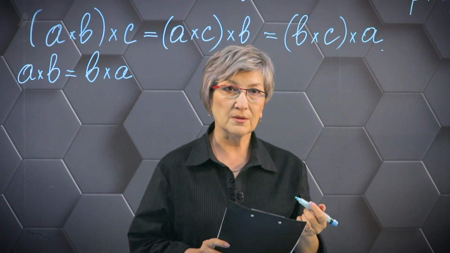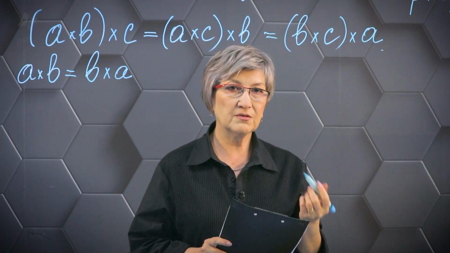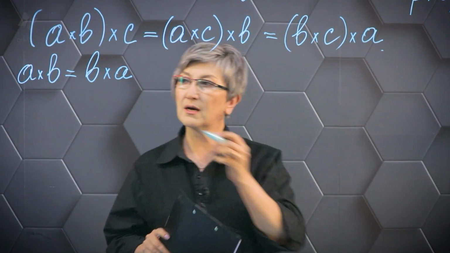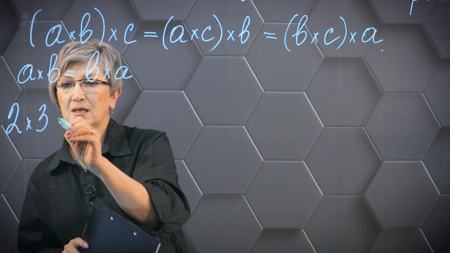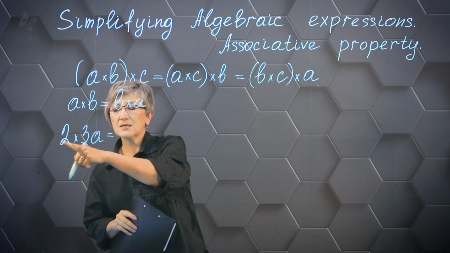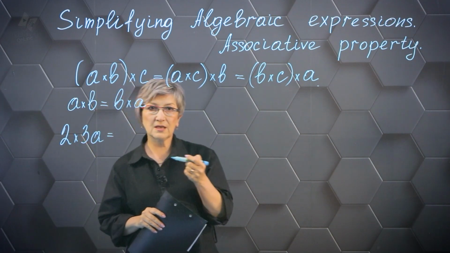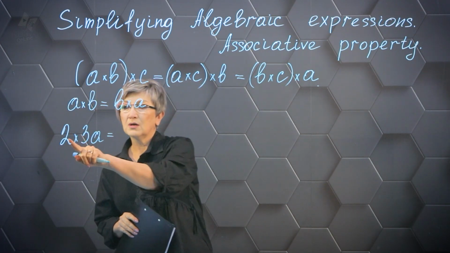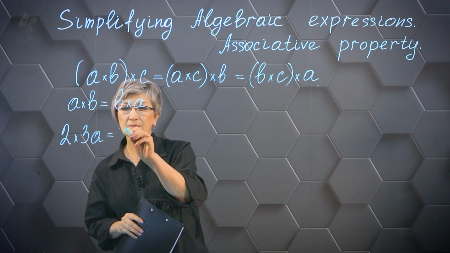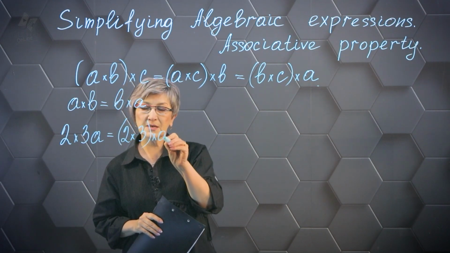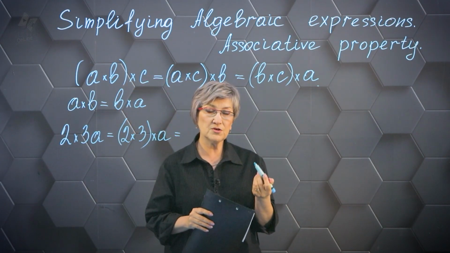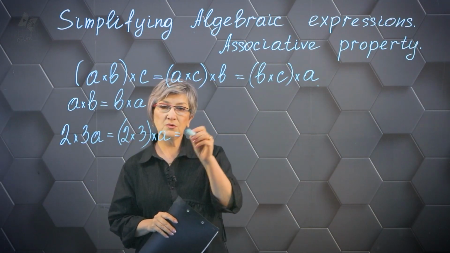Why do we need to do that? If in algebraic expressions I see the following expression, 2 times 3a. If I need 2 times 3a, I can multiply 2 times 3 and then multiply that product by a. What is the result? I multiply 2 times 3, that's 6, and then I multiply that by a.